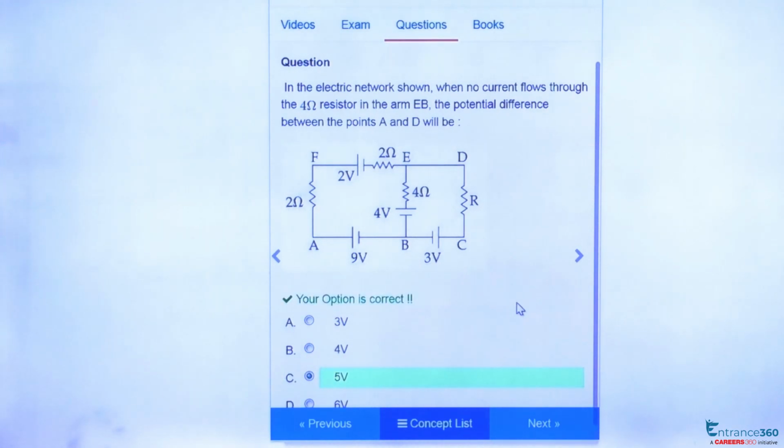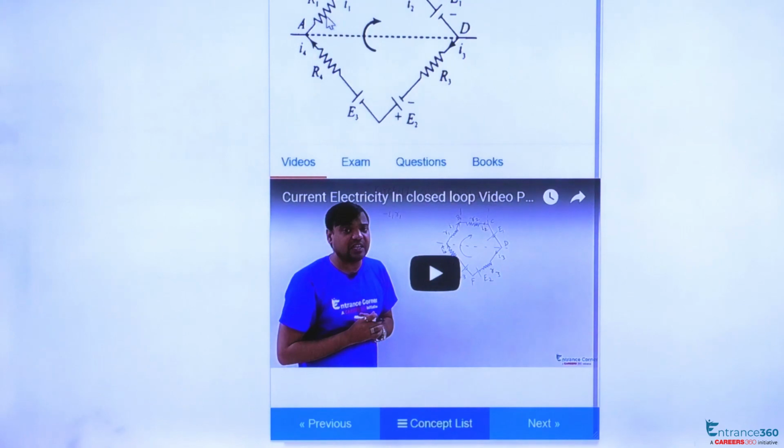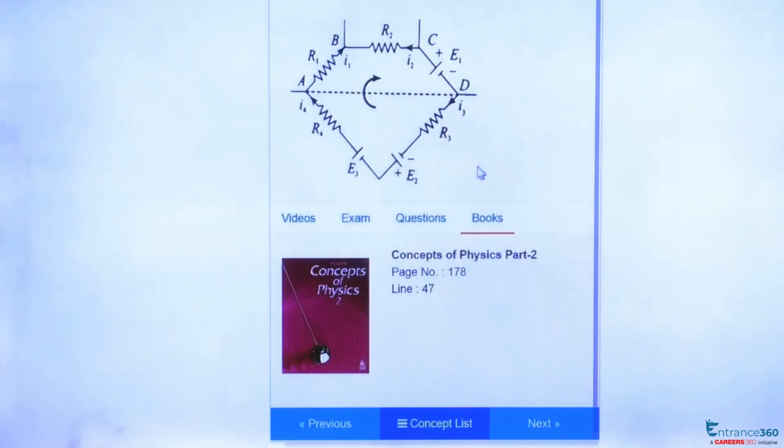To understand more about the concept of Kirchhoff's voltage law, you can go through the video here, which is of small duration, and you can go through the book Concept of Physics Part 2 by H.C. Verma, page number 178 and line number 47.